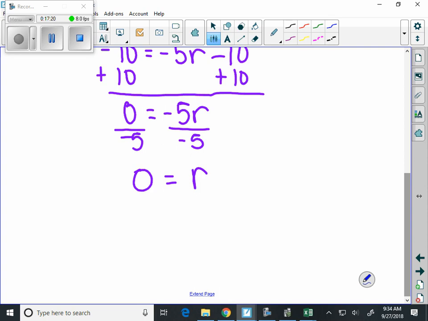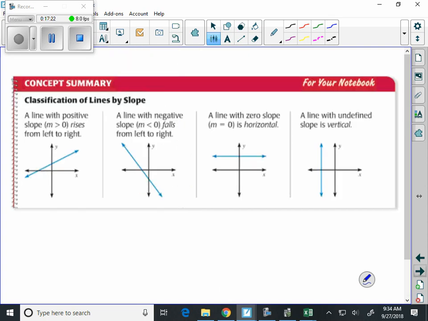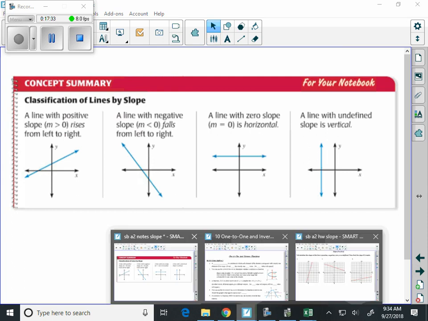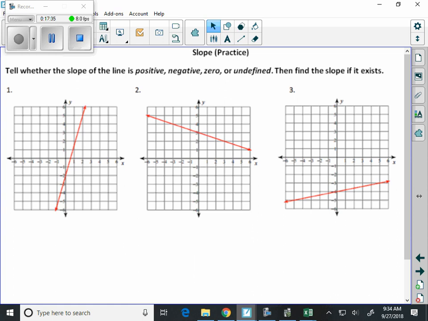At the bottom of your notes, I have just a little summary there that you can read. We've already talked about that. But I do want to finish by looking at one problem on your practice here. We'll just look at problem number 1 because we didn't have an example of this in there. But it says, tell whether the slope of the line is positive, negative, 0, or undefined. Then find the slope if it exists.